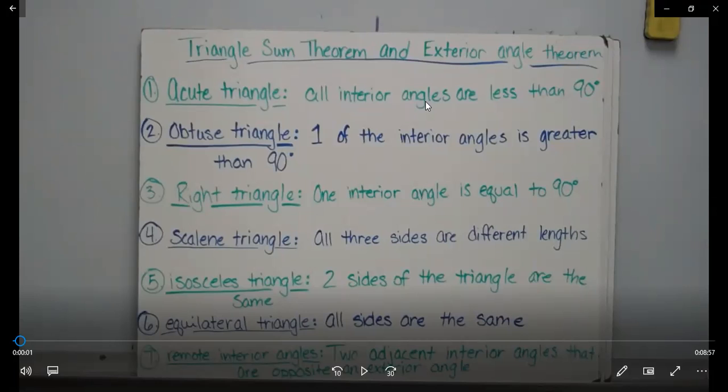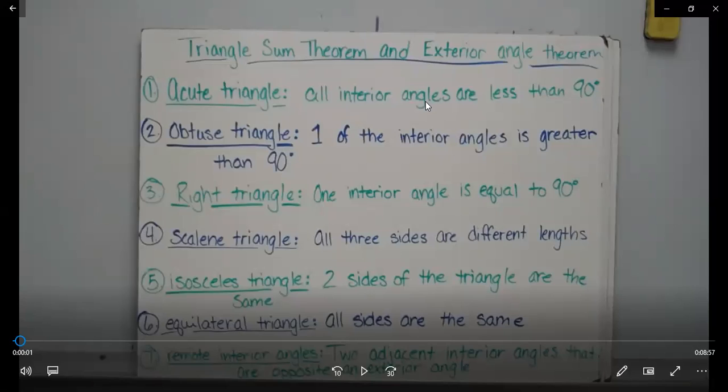So we can say the least number of acute angles in any triangle, at least how many? 2. And at most, how many acute? 3.